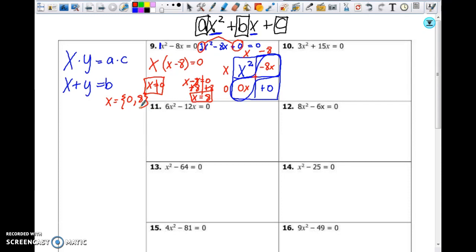Let's look at number 12. I have the x squared. That must mean that's my a. I have an x. That must mean that's my b. So again, all I'm missing is the c. So let's just go on ahead and rewrite it.